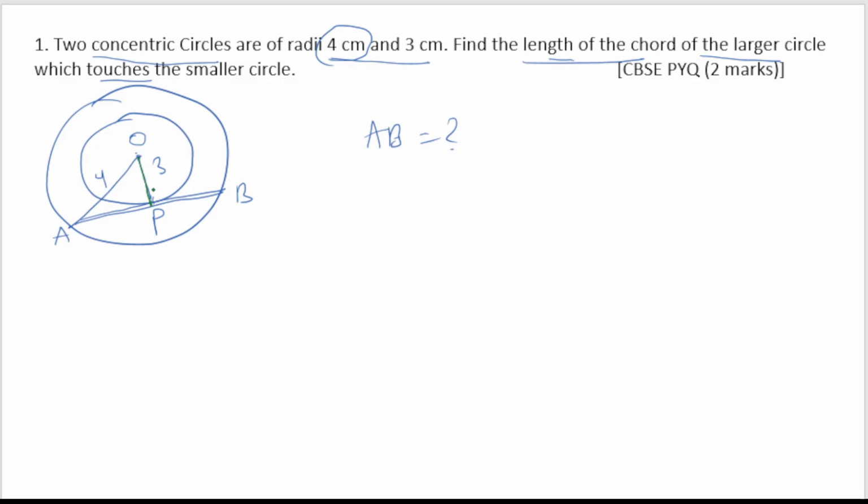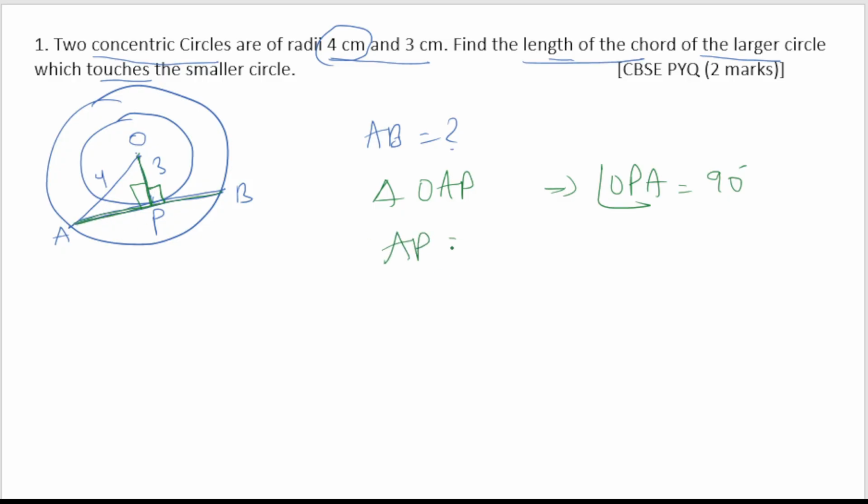OP is the radius. The radius is perpendicular to the tangent. See, AB is the chord for the bigger circle and AB is the tangent for the smaller circle. So radius OP is perpendicular to the tangent AB. So this forms a right angle triangle. Triangle OAP is a right angle triangle and angle OPA is 90 degrees. So by using the Pythagoras theorem, we can find the value of AP here.